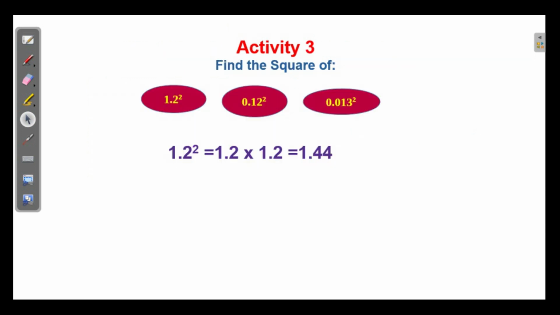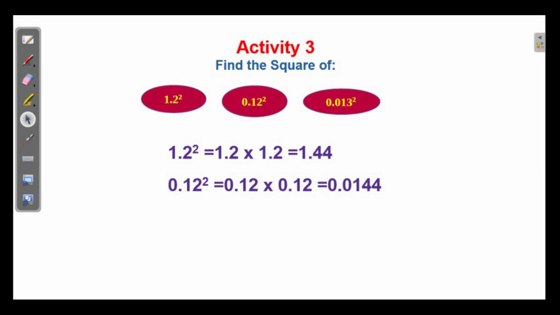1.2 whole square is equal to 1.2 into 1.2. We know how to multiply decimal numbers. 1.2 into 1.2, first we have to multiply 12 into 12. 12 into 12 is 144. There must be 2 decimal places in the answer. So, it is 1.44.